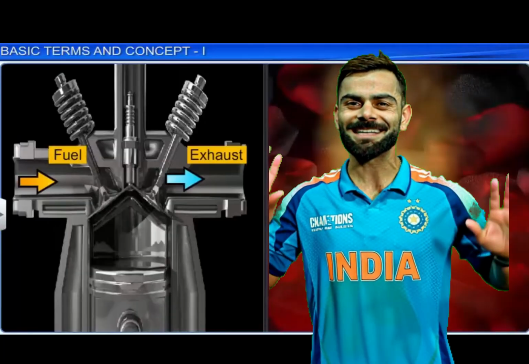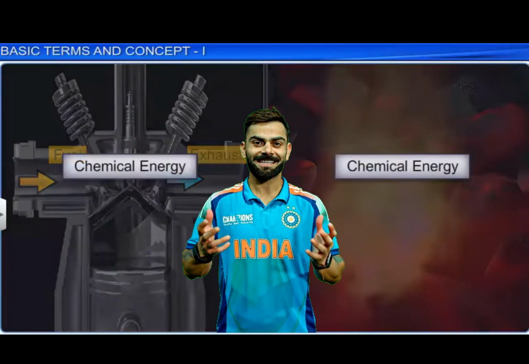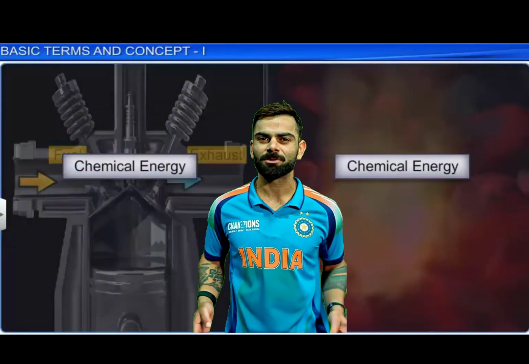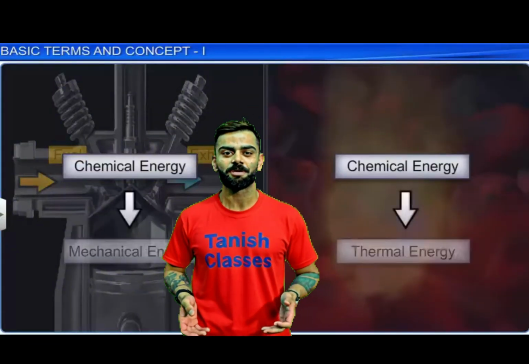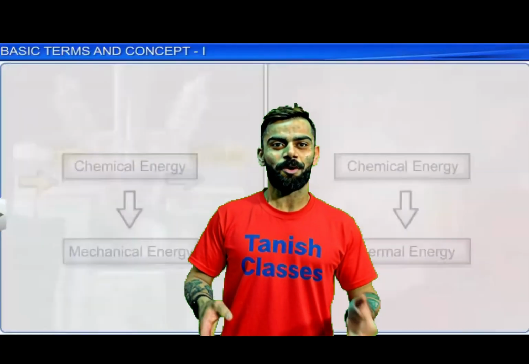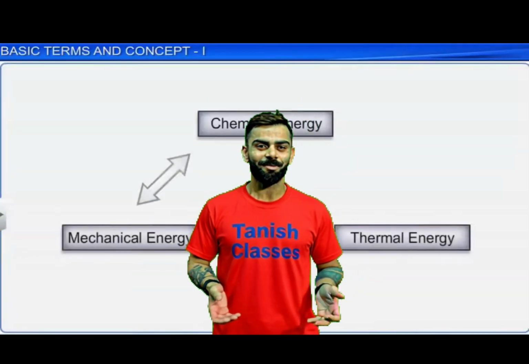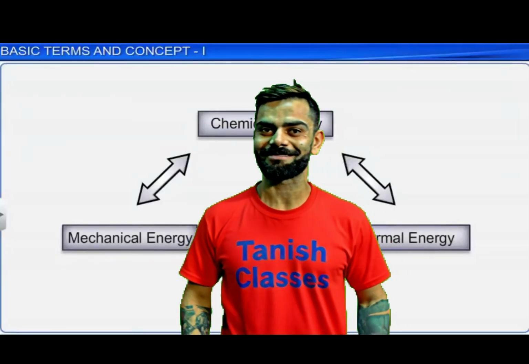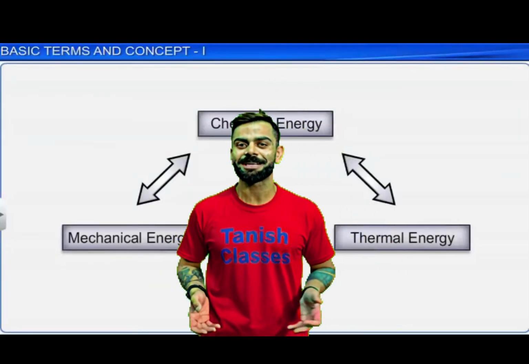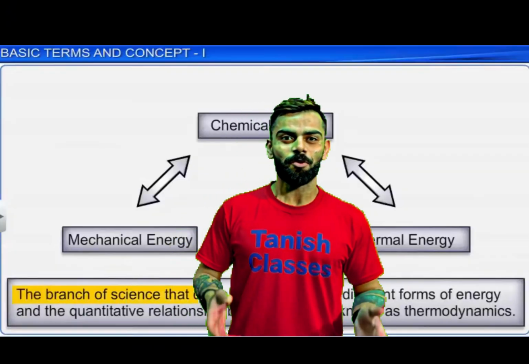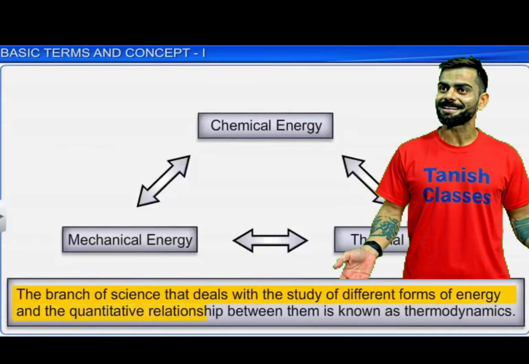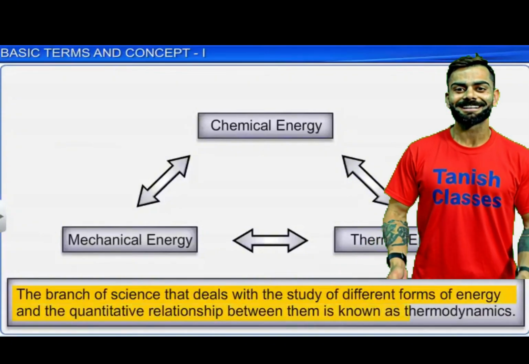In both the examples, chemical energy, that is the energy stored in the bonds of atoms and molecules, is converted to other forms of energy. Thus, various forms of energy are interrelated, and under certain conditions, these may be transformed from one form to another. A branch of science that deals with the study of different forms of energy and the quantitative relationship between them is known as thermodynamics.